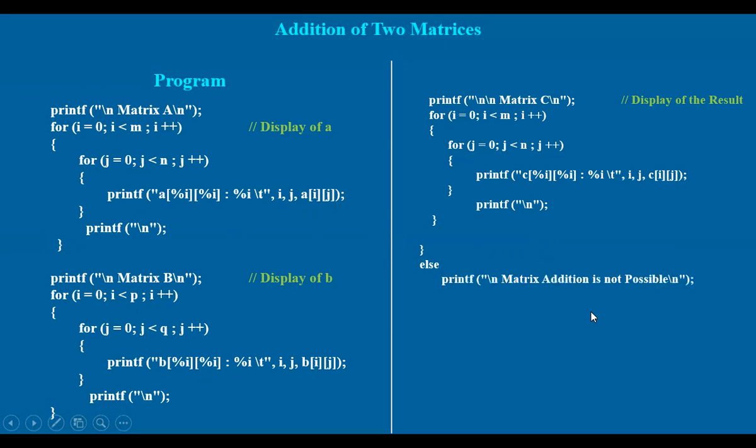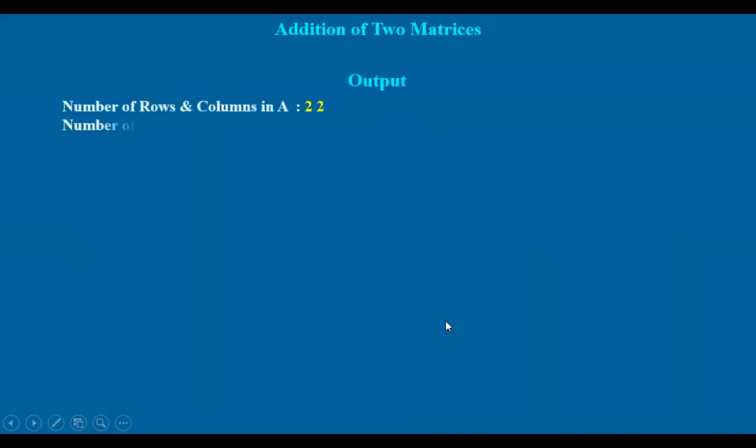It indicates this error. And close the program, compile it and execute. Now it is asking for the data of A and B. I have given 2 by 2 as the number of rows and columns of A, and 3 by 3 of B. It is not possible to add matrices with different rows and different columns. So it should say that it's not possible.